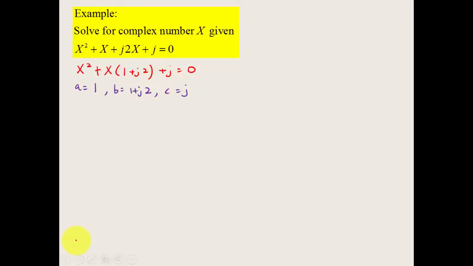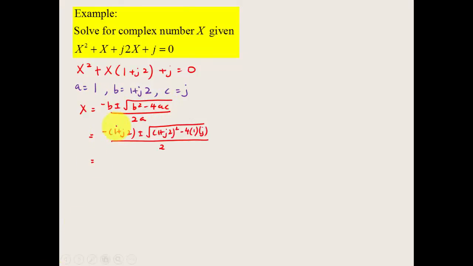c is the constant term, which is j. Now I can use the quadratic formula to solve for x, which is minus b plus minus square root of b squared minus 4ac over 2a. And because I have identified a, b, and c, I can just put it into the formula. Now I'm going to simplify this.